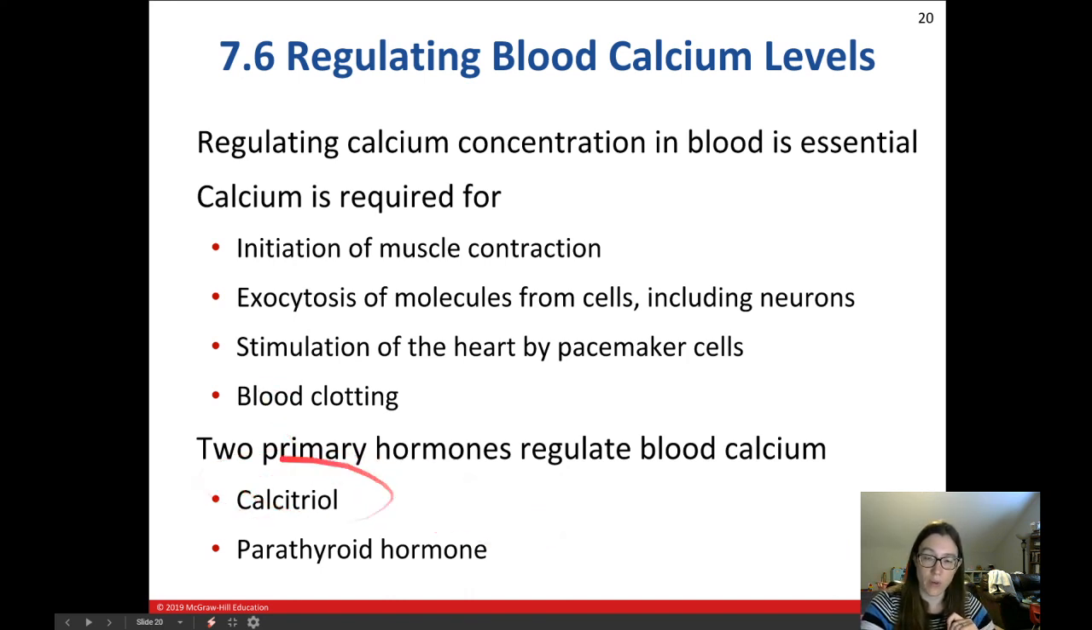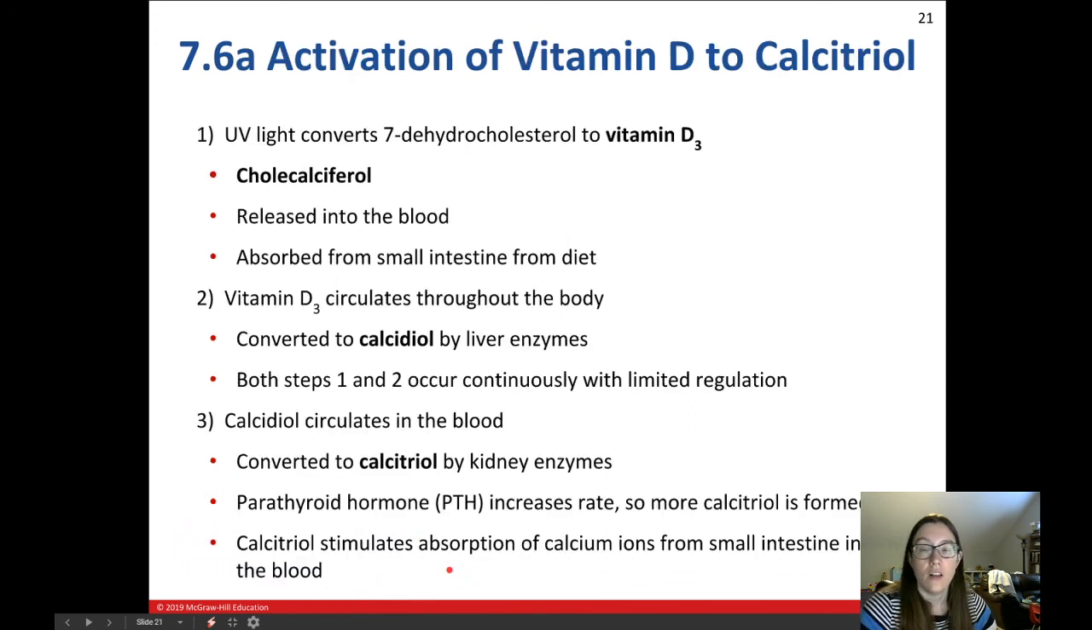So two of these hormones, these chemical messengers that we'll talk about, are calcitriol, which is the active form of vitamin D, and parathyroid hormone. So this is a review. We talked a little bit about this already in chapter 6. I wanted to mention it twice because it's important.